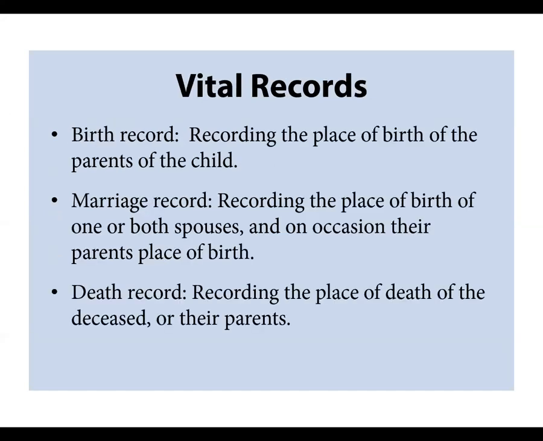For vital records, obviously, why would that help you with Scotland? Because the birth record may record the place of birth of the parents of the child. That American or Canadian birth may give you the first clue that you have a Scottish ancestor. Marriage records record the place of birth of one or both spouses, and on occasion, may even give the parents' place of birth of the spouses as well. The death record records the place of death of the deceased, or in some cases, their parents. So this may give you that clue to where they are from in Scotland, but it may also give you that clue as to exactly where they come from in Scotland.